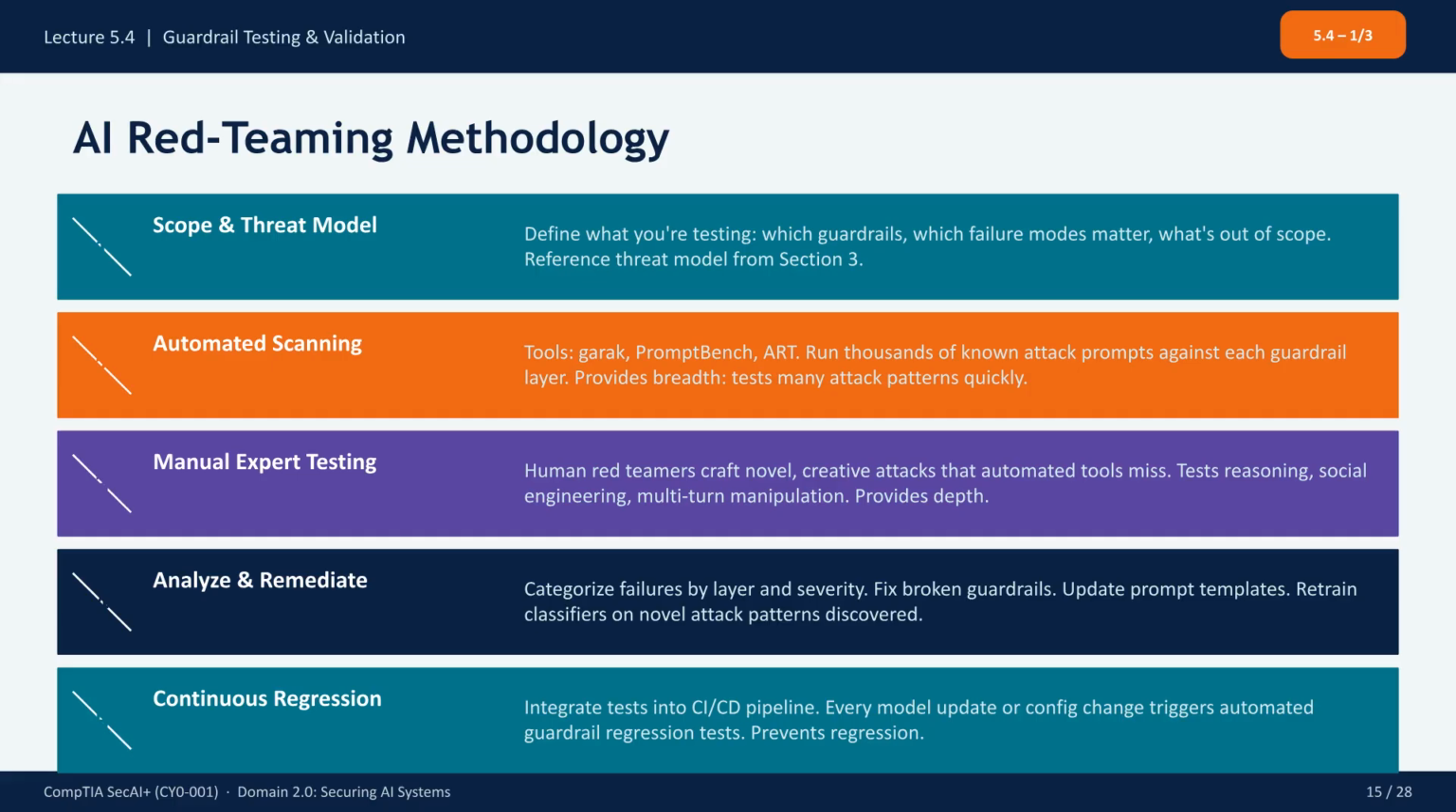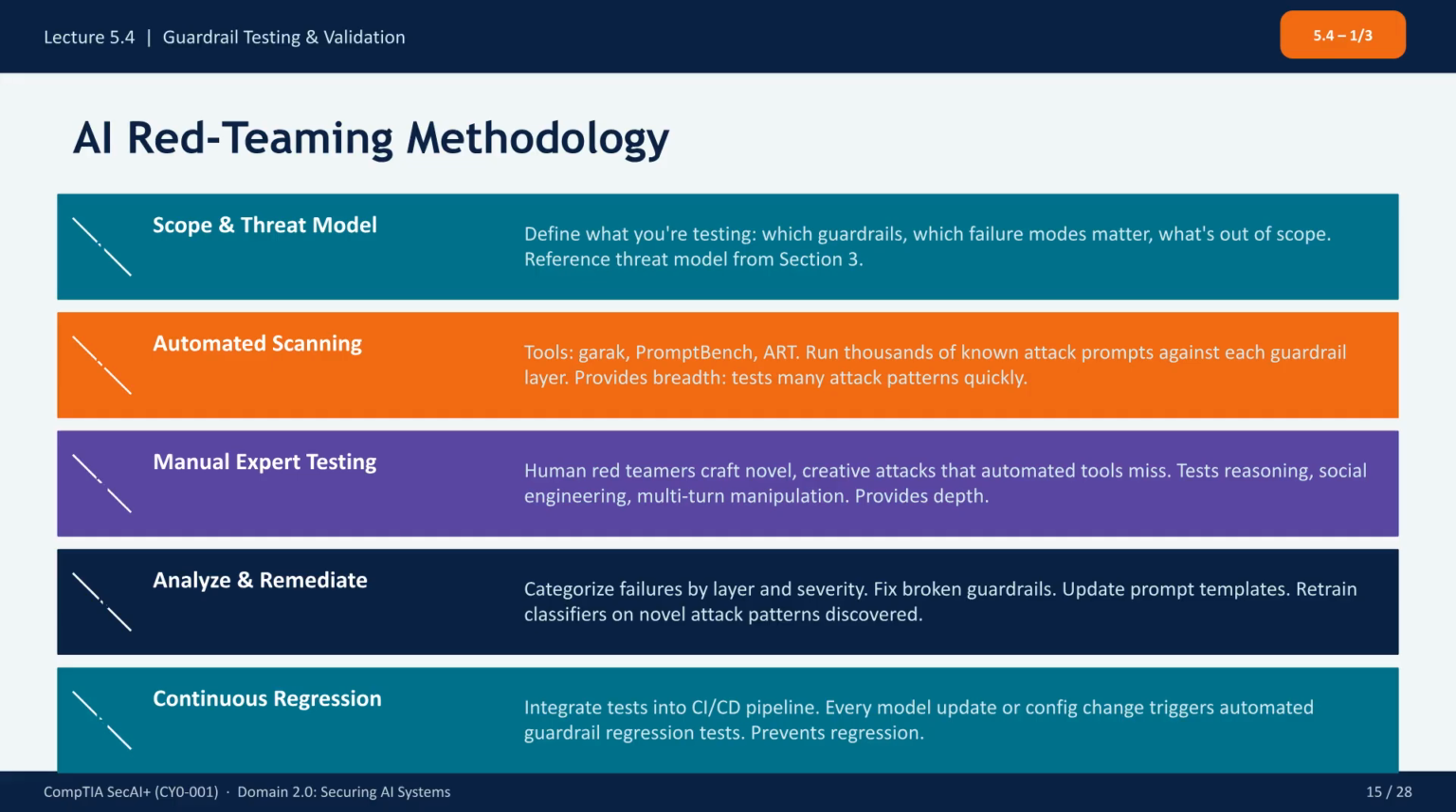Phase 3 is manual expert testing. Human red teamers craft novel, creative attacks that automated tools cannot generate. This includes multi-turn manipulation, social engineering via prompts, and reasoning-based attacks that exploit model logic. Manual testing provides depth where automated testing provides breadth. You need both.